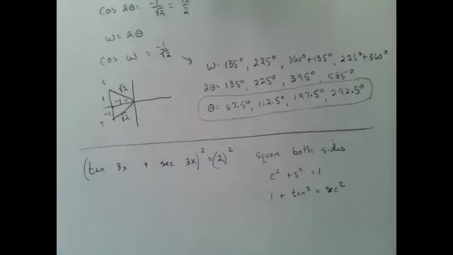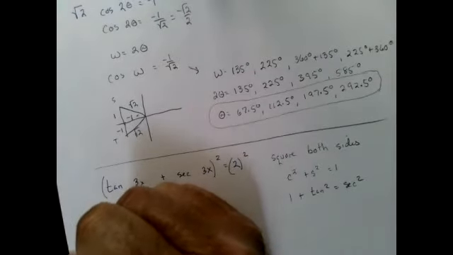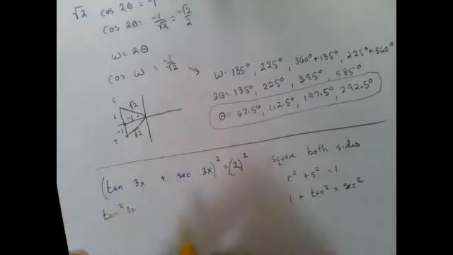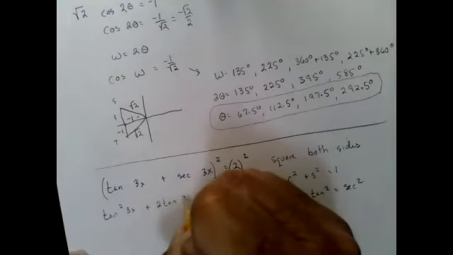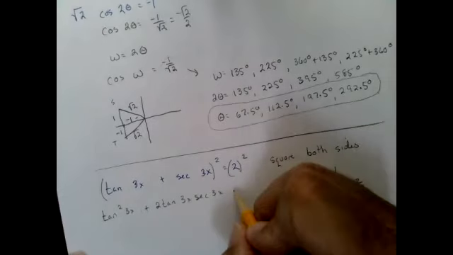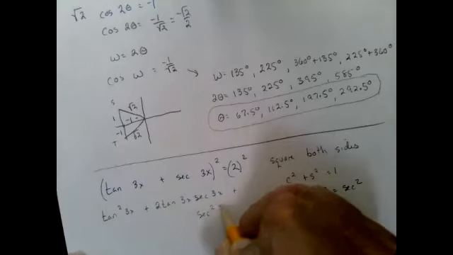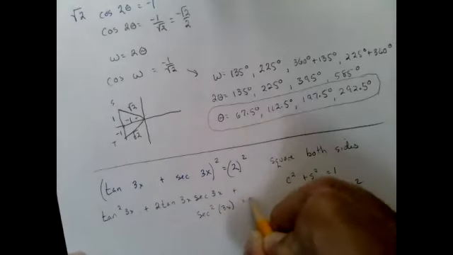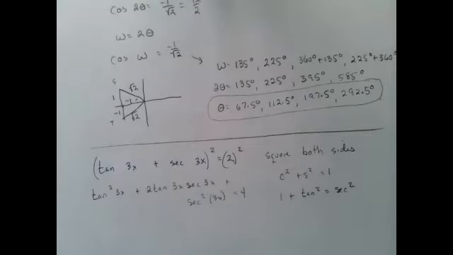Okay, give that a couple minutes and see what you can do. Well, he said square both sides. So I'm going to go tangent squared of 3x. Outer, inner would give me plus 2 tangent of 3x, secant of 3x, plus secant squared of 3x equals 4. I don't know if I like that. Why don't I like that?